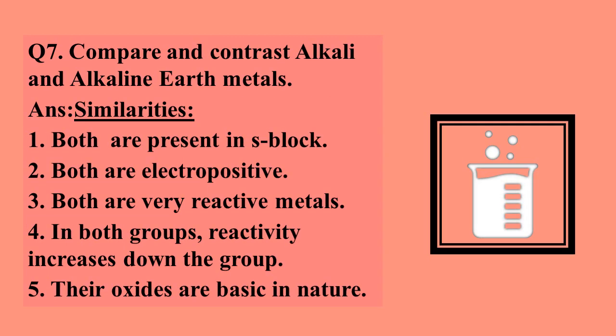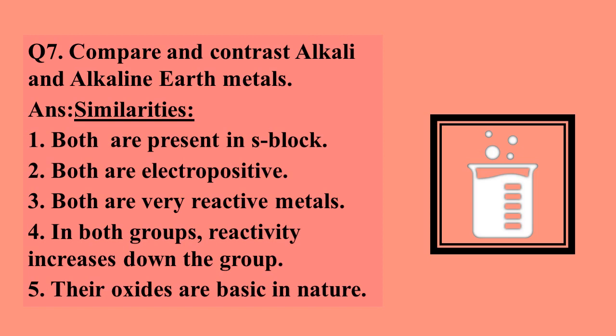Question number 7 from think tank. In it, we have to compare and contrast the alkali and alkaline earth metals. Means what are the similarities and what are the differences. First, I will tell you the similarities. Both of these metals are present in S block and both are electropositive. Means they lose the electron and form cations.